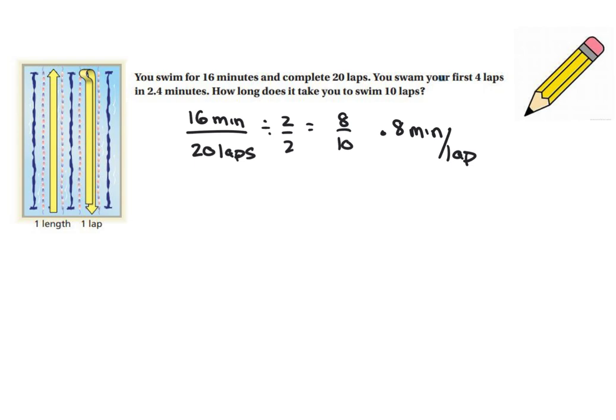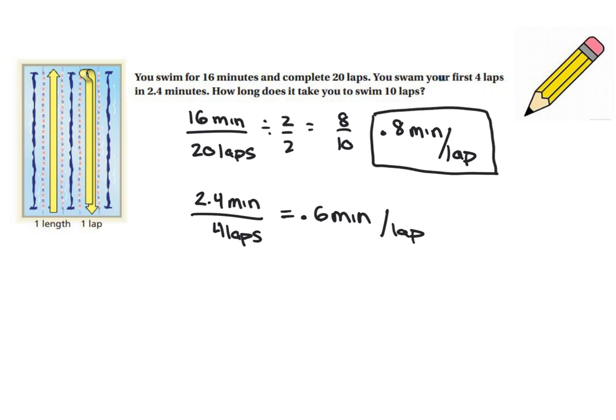So that's our unit rate. Now let's look at the 2.4 minutes per 4 laps. 2.4 divided by 4 is 0.6. So I want you to notice right away that your two unit rates, they are not the same. So one thing we would note is that this is not proportional.